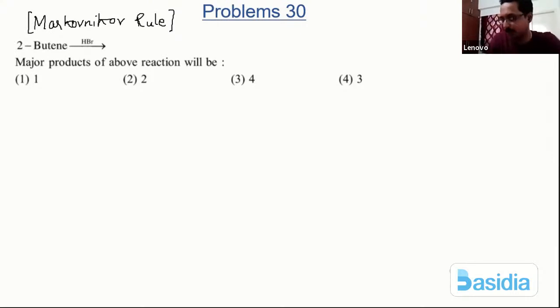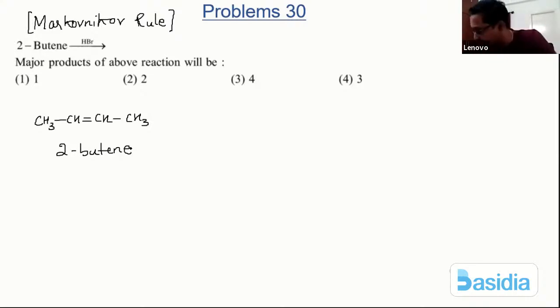So who is going to answer this one now? First, let me write a 2-butene structure. You have a CH3 here, you have a CH, you have a double bond CH, and you have a CH3. So this is your 2-butene structure, correct? Subhadeep has given the answer option 3. Let us check it, okay?